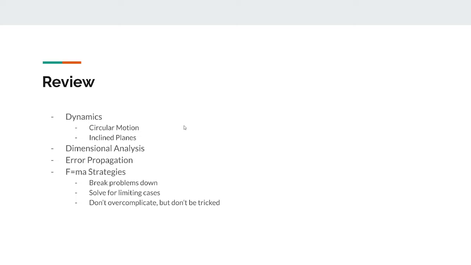So just a little bit of review. Last time we talked about dynamics, where we had F equals MA. Remember that our two main ones were circular motion and inclined planes. We also talked about some F equals MA exclusive strategies, which are dimensional analysis, error propagation, and just some basic strategies, such as breaking hard problems down, solving for limiting cases, and not to overcomplicate problems, but not to be tricked by easy answers. If you have any questions or don't understand some of this, you can go back to the video from last time. And if you still have any questions, just let me know.